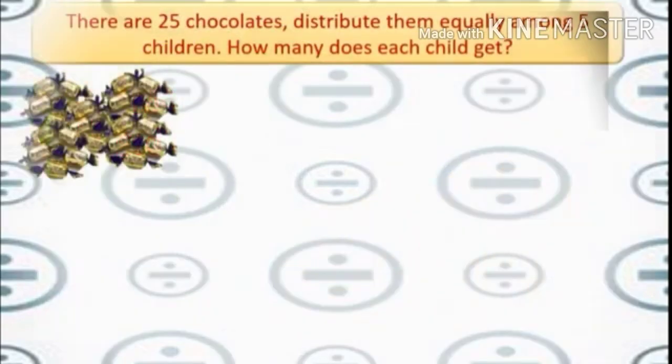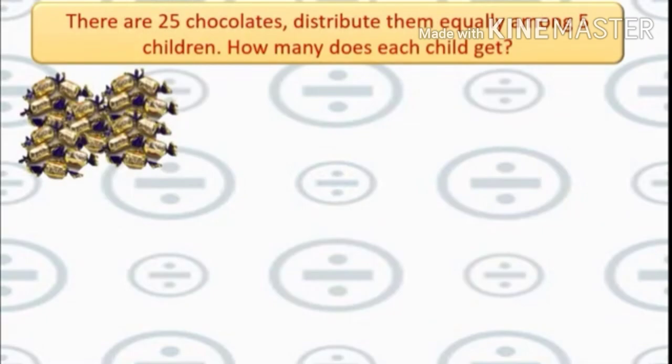Now we'll see one example. Now read the given example. There are 25 chocolates. Distribute them equally among children. How many does each child get? So in this example, 25 chocolates are given and we have to distribute these chocolates to each child. So what we have to do? So we have to do division.